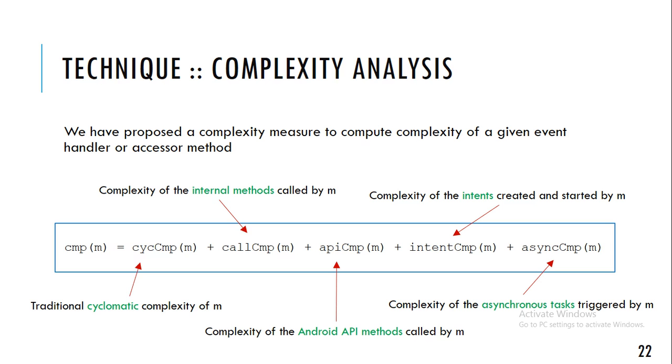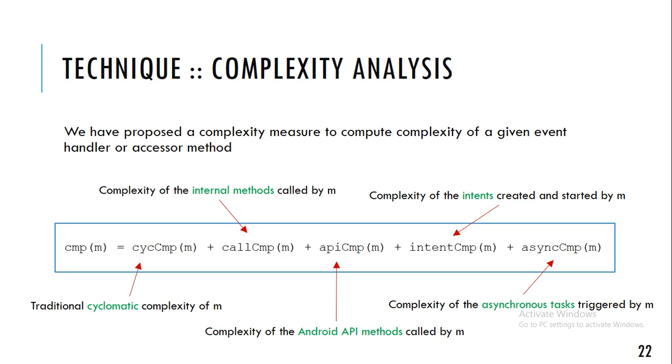So then it's the call complexity. The idea is that a method M might have a low cyclomatic complexity, but it might call other methods implemented in the source code that are complex. So we need to include the complexity of the methods called by M in the complexity of method M.